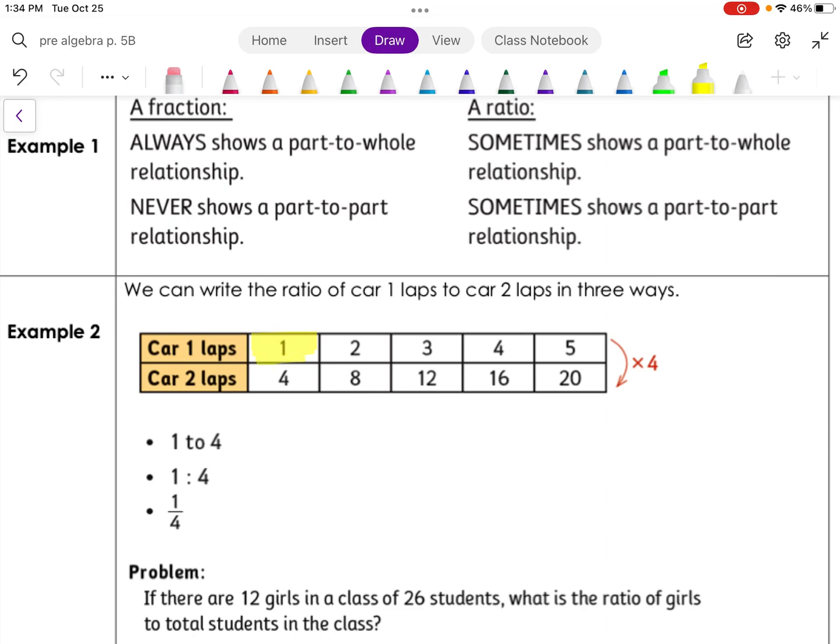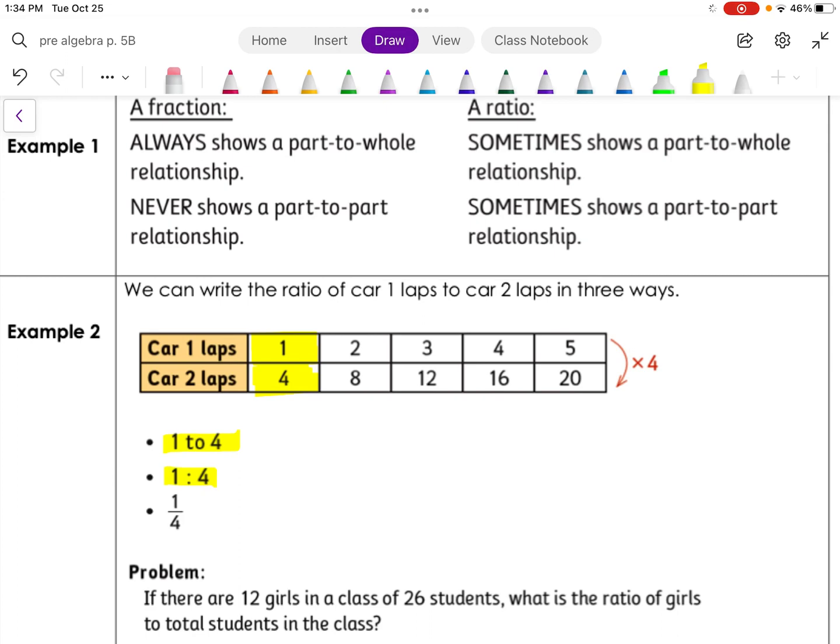So if we look at when car 1 goes 1 lap, car 2 goes 4. So for every 1 lap car 1 goes, car 2 goes 4 laps, which means car 2 is going a lot faster, right? It's going 4 times faster. So we could express this ratio by saying it's 1 to 4.